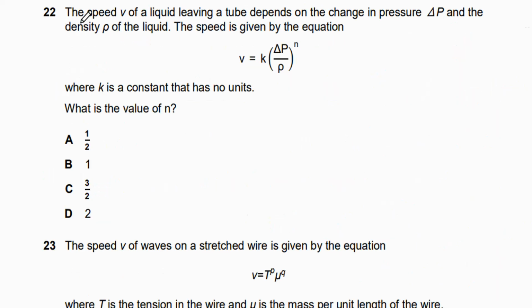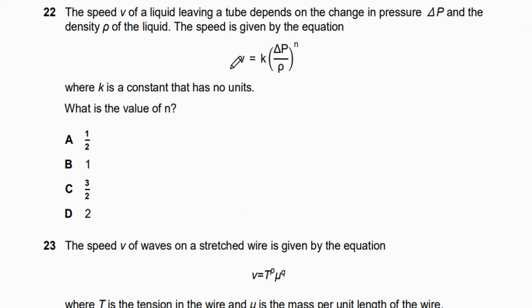In question 22, it says, the speed V of a liquid leaving a tube depends on the change in pressure, delta P, and the density rho of the liquid. The speed is given by this equation. So V equals K, then brackets delta P over rho, all to the power n, where K is a constant that has no units. What is the value of n?